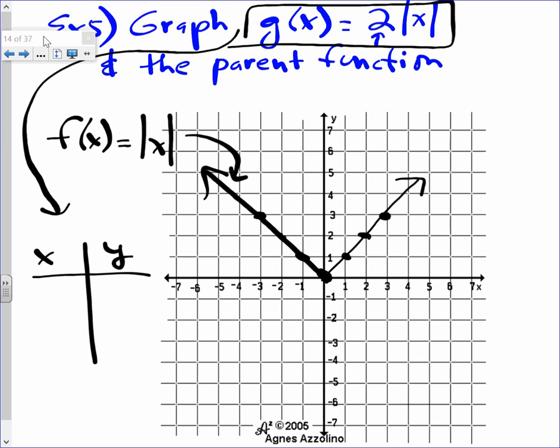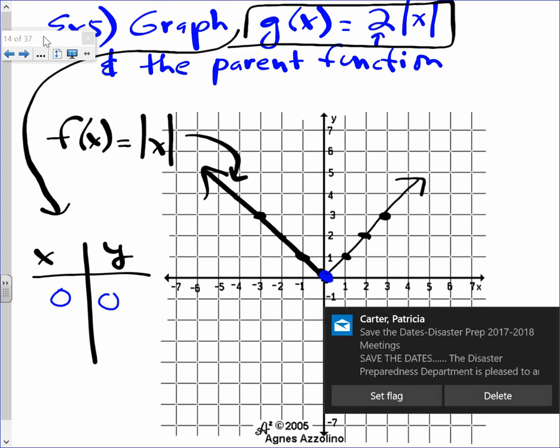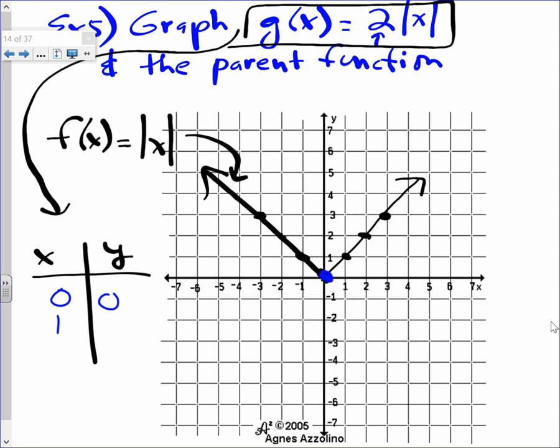So look what I'm going to do. I know 0, 0 is still a point. If you replace x with 0, it'll be 2 times 0, which is 0. I know that's definitely there. Well, let's see how it stretches now. Let's try 1. If x is 1, it'll be 2 times the absolute value of 1. The absolute value of 1 is 1, so it'll be 2 times 1, so it'll be 2. So 1, 2.